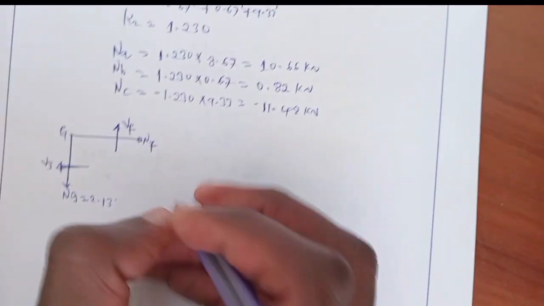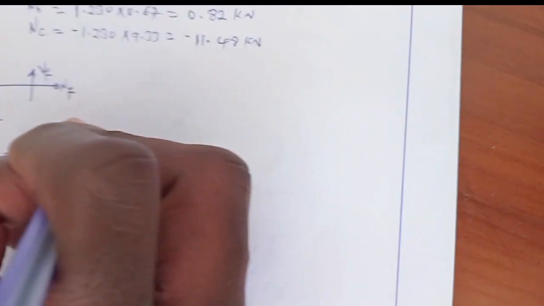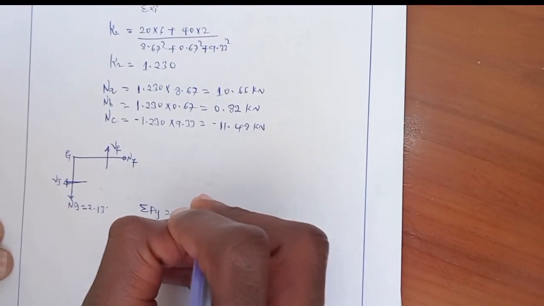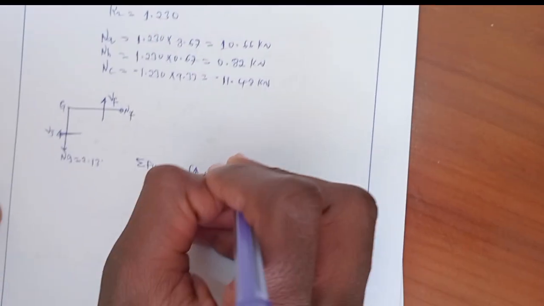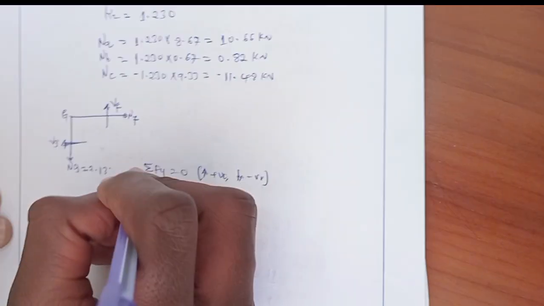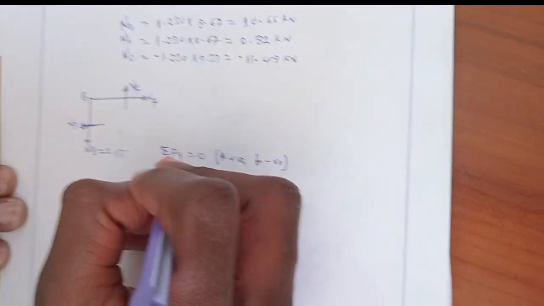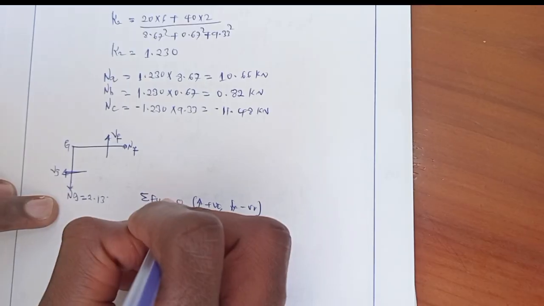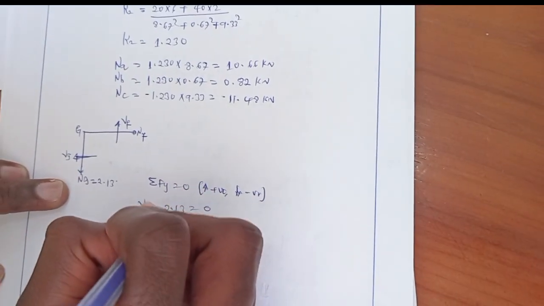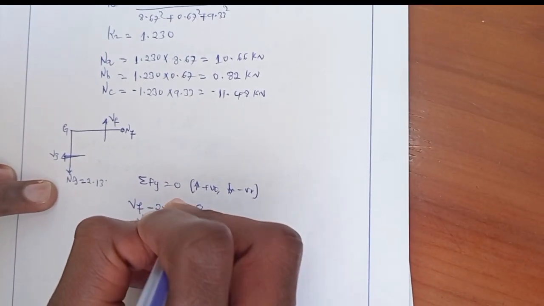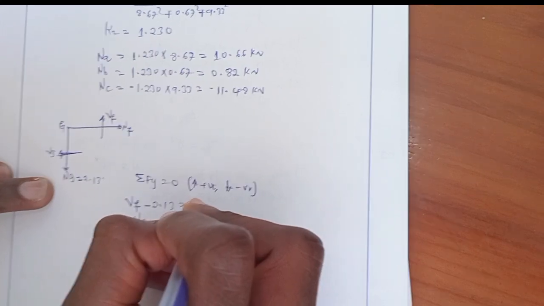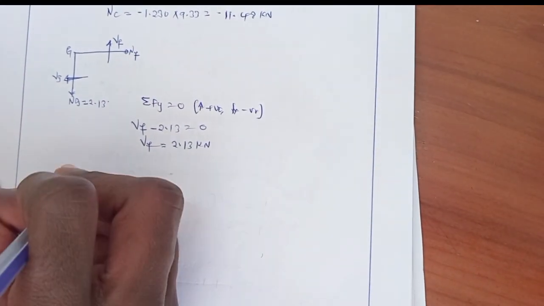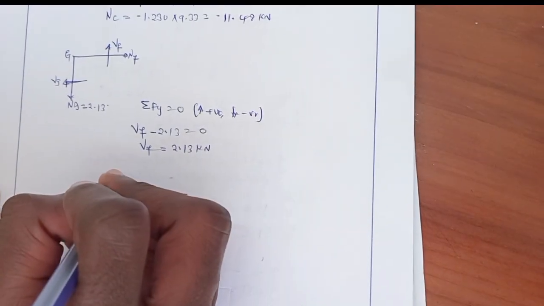Therefore, by taking the equilibrium of vertical forces, summation of vertical force is equal to 0. All upward will be positive, downward force negative. VF minus NG, which is negative since it's downward, minus 2.13 is equal to 0. VF will be 2.13 kilonewton. Also consider this so as to get VE.